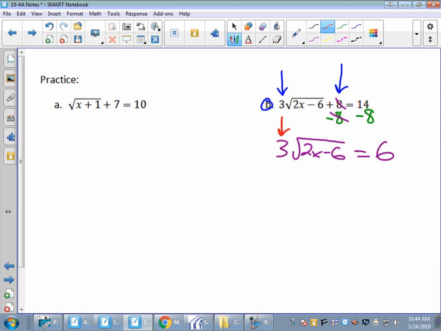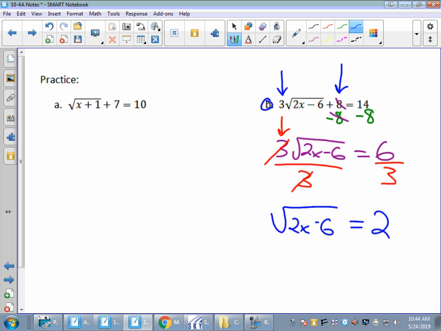We take this whole thing and divide it by 3, and we also have to do that to the other side, just like solving regular equations. On the left side, these 3's are going to cancel out, and you're going to be left with simply the square root of 2x minus 6. And on this side, 6 divided by 3 is equal to 2. Okay, so we've isolated the radical.